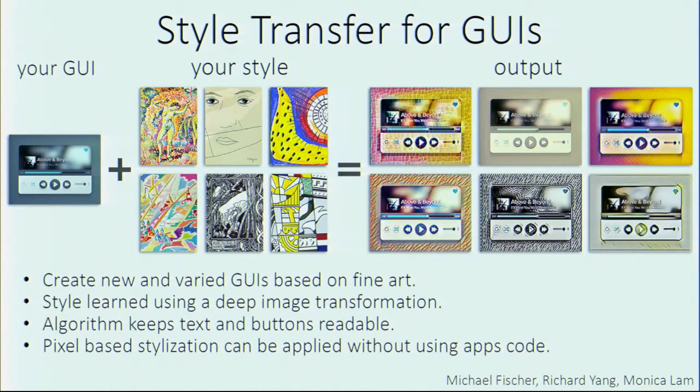So to fix this problem, we introduce a structural loss component, which allows you to still transfer the style of one image. And you'll see on here we have six images, six styles, and the outputs. What this allows you to do is still transfer the style of the image, but still maintain the functionality of the GUI.